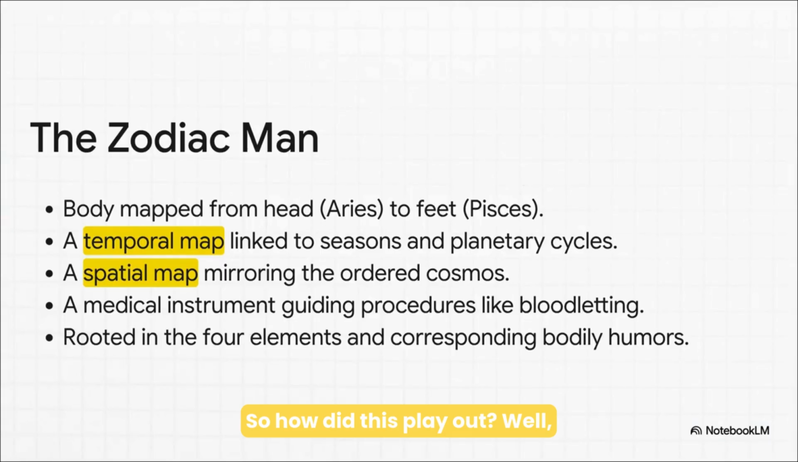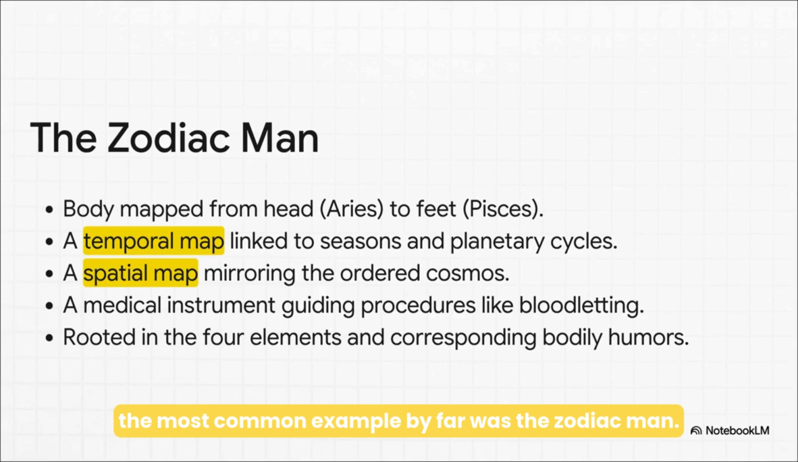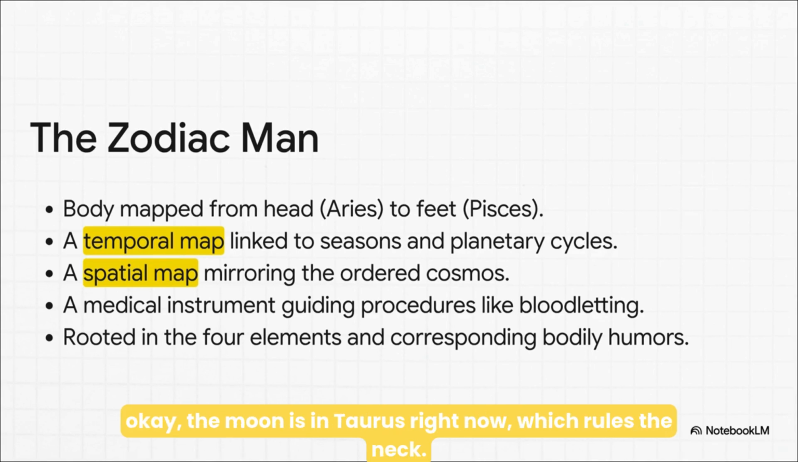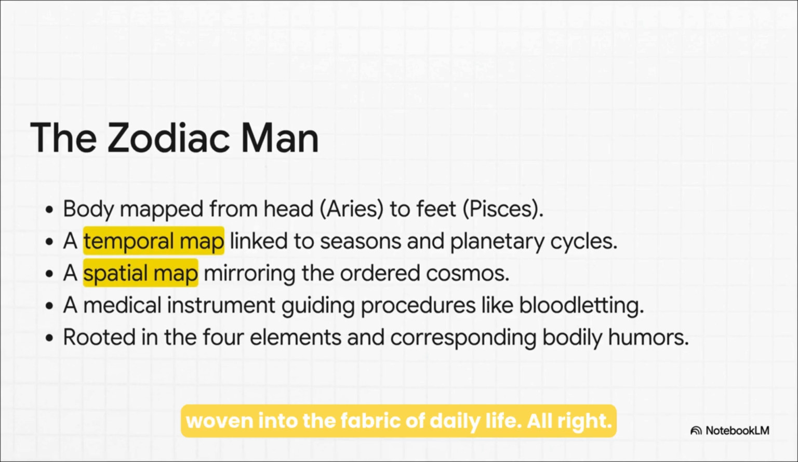So how did this play out? Well, the most common example by far was the Zodiac man. You would find this guy everywhere, in calendars, in medical textbooks all across Europe. And it's so important to get this. It wasn't just a cool drawing. It was a medical instrument. A doctor would literally look at this chart and say, okay, the moon is in Taurus right now, which rules the neck. So no way are we doing surgery on the throat today. It was that practical. And it just shows you how deeply this idea of a cosmic map was woven into the fabric of daily life.